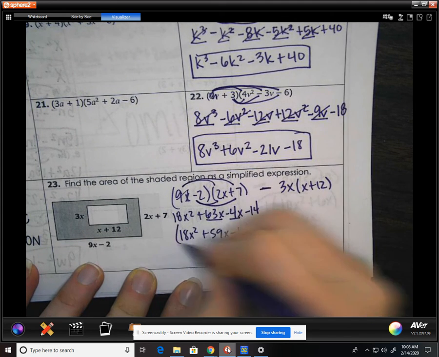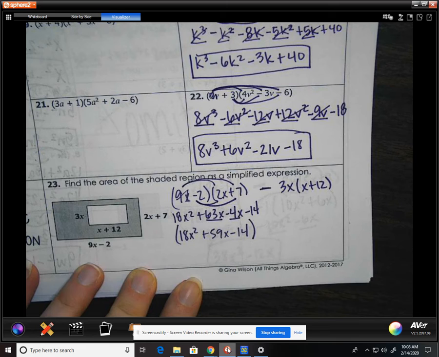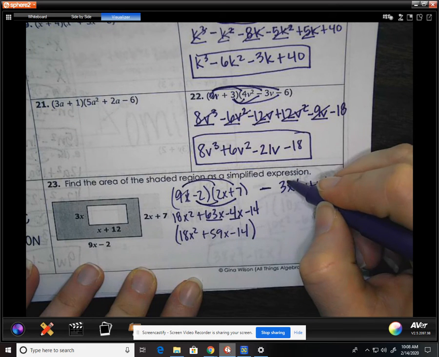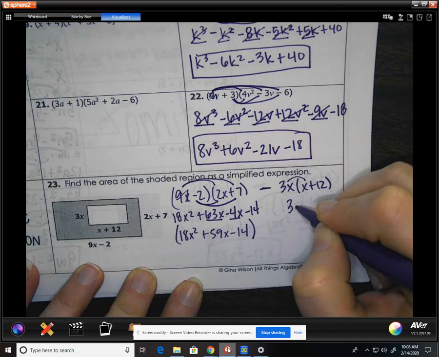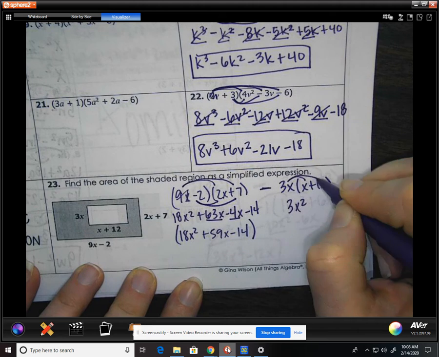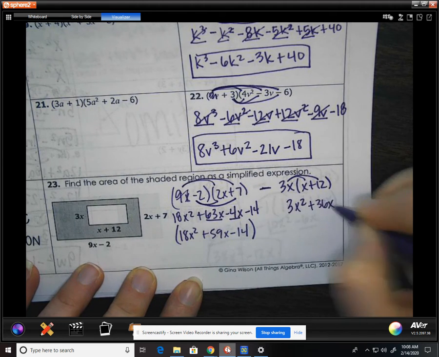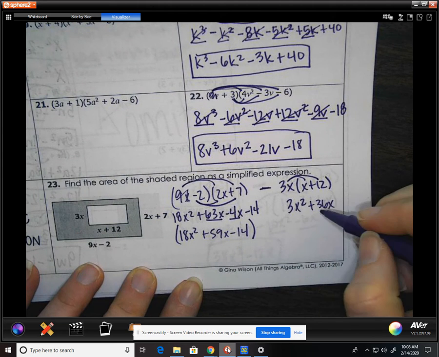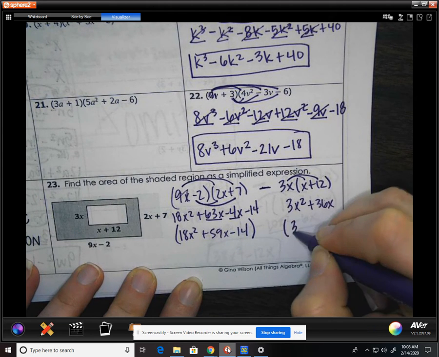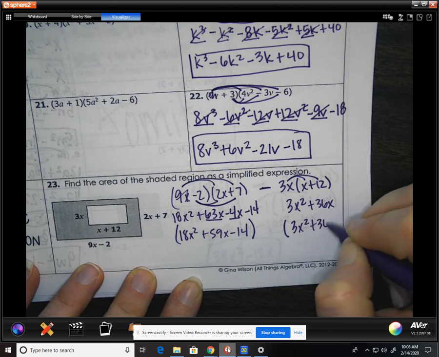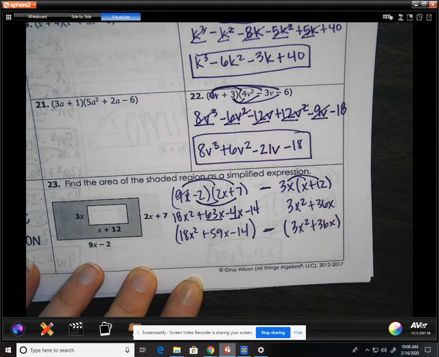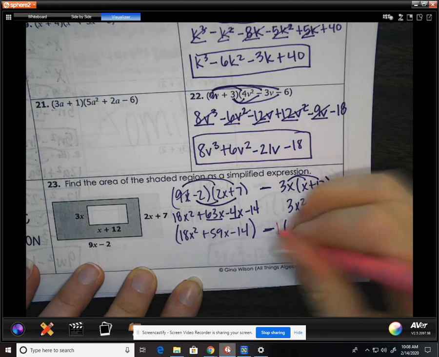Okay, this is one whole piece. It's still stuck together. I'm putting it in parentheses. Now the other side, I'm going to do 3 times x. That gives me a 3x squared. And 3 times 12, that gives me a positive 36, and then I have to keep the x. These two pieces can't combine, so I'm just going to rewrite them in parentheses right here and bring that minus sign down now. Now don't forget, we have to distribute that -1.